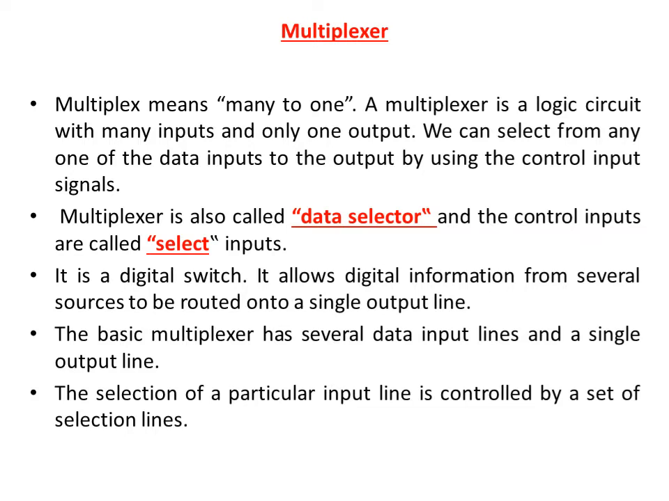It is a digital switch. It allows digital information from several sources to be routed onto a single output line. The basic multiplexer has several data input lines and a single output line. Then the selection of a particular input line is controlled by a set of selection lines. The selection lines are also called select inputs or control inputs.